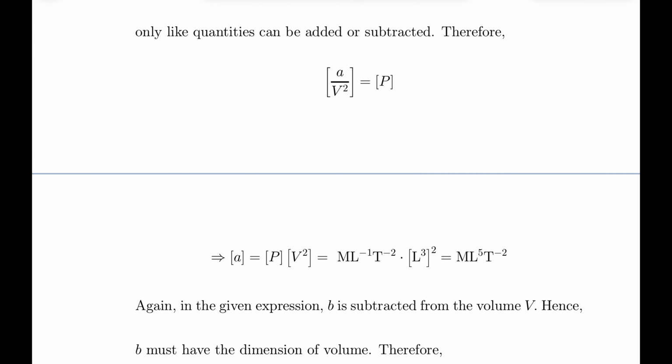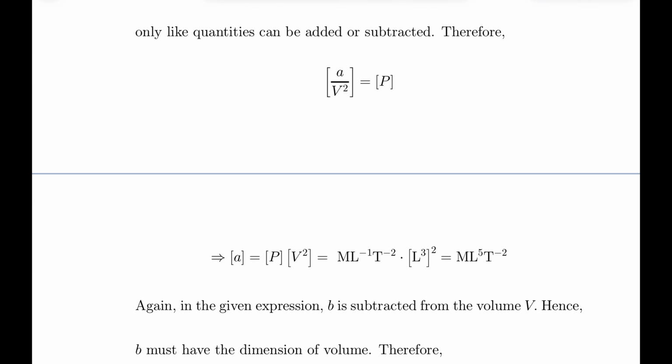Now, dimension of P is M L to the power minus 1 T to the power minus 2. V square means L cube whole square. So this is M L to the power 5 T to the power minus 2.